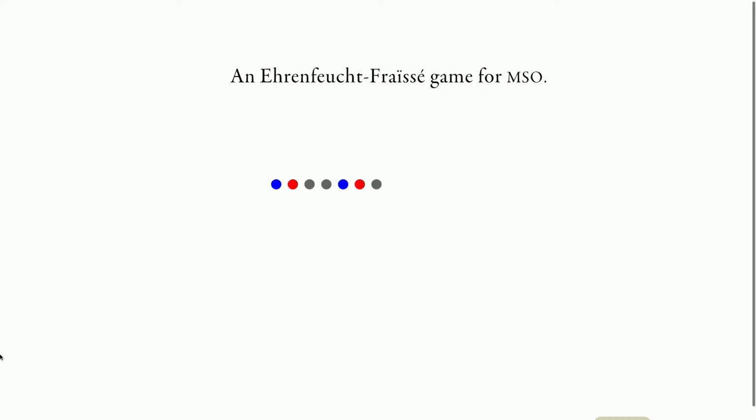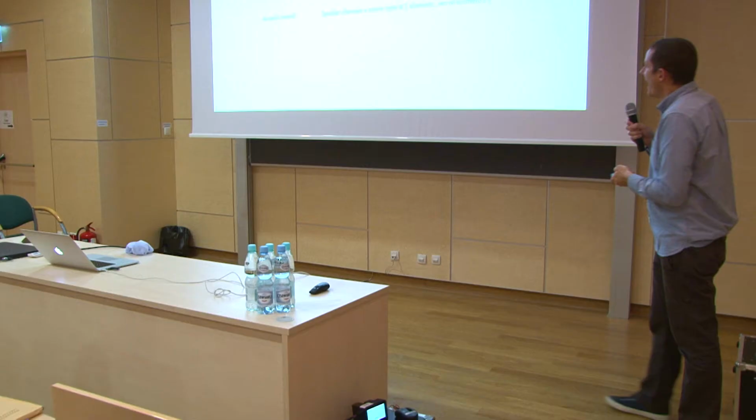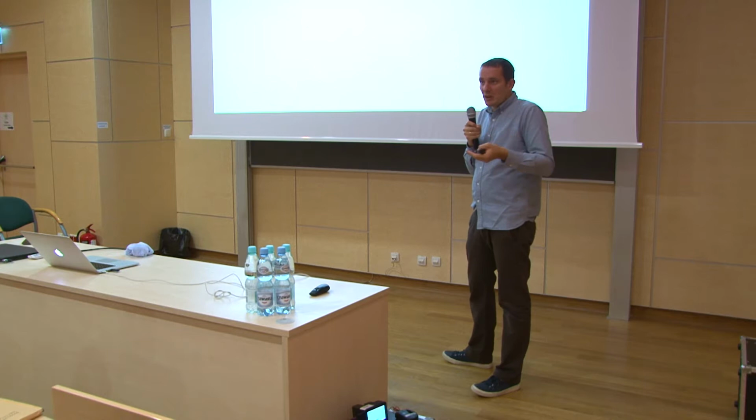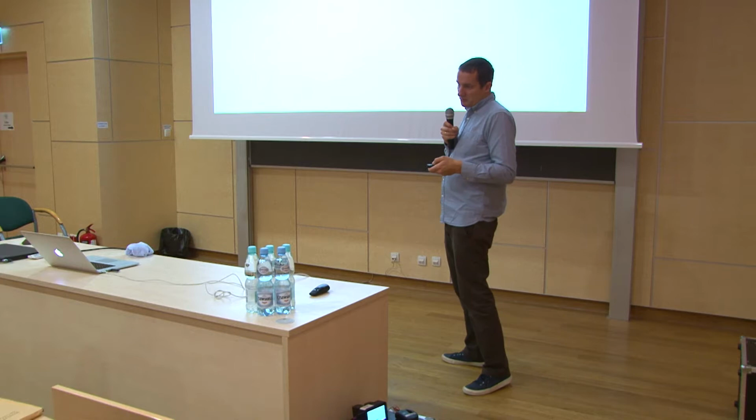So how does this game work? Suppose I have two words, and consider the following game. These are words, so there's an alphabet, blue, red, green, some colors. The game is played by two players called Spoiler and Duplicator, and it has a certain number of rounds, which is the parameter. So the more rounds there are, the harder it will be for Duplicator to win. And eventually, the only way to win would be to have the same two words.